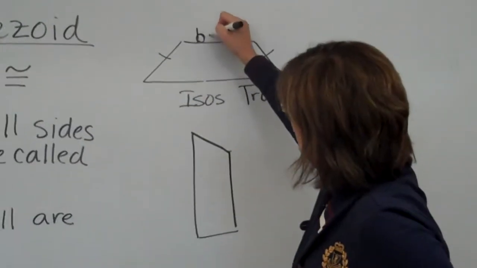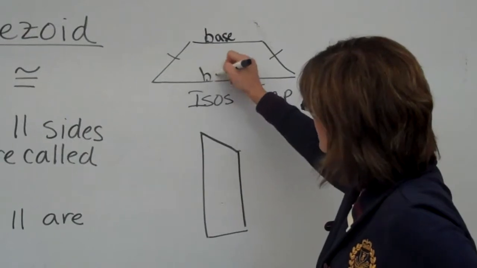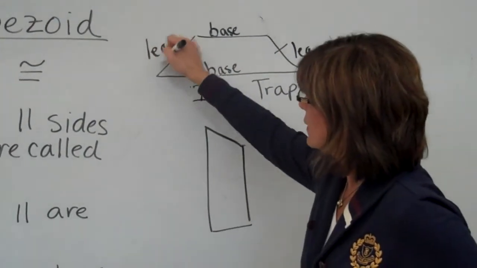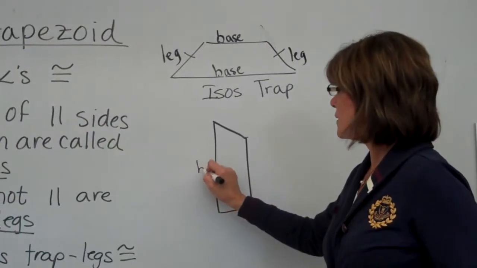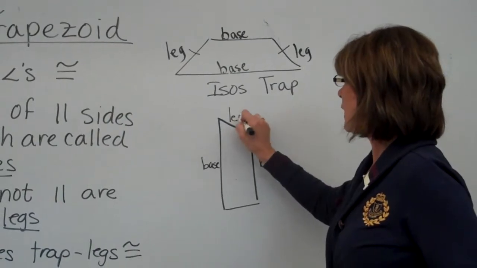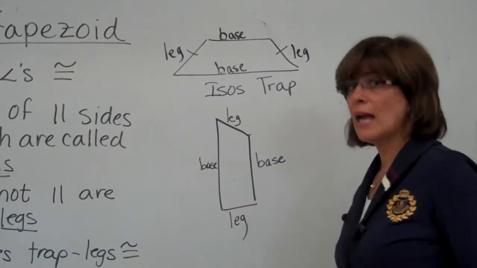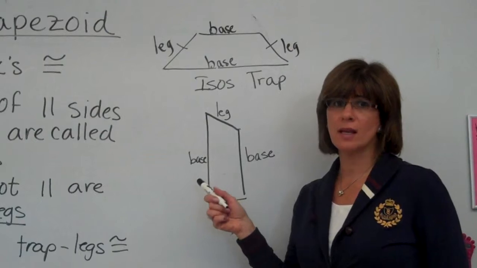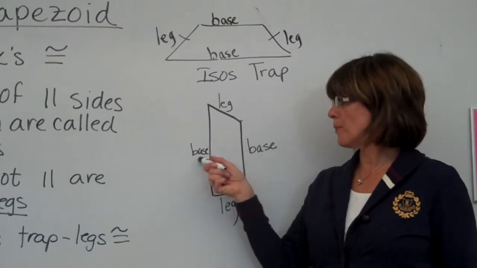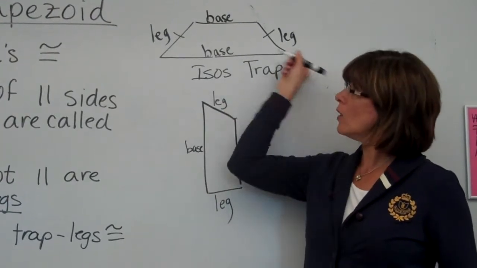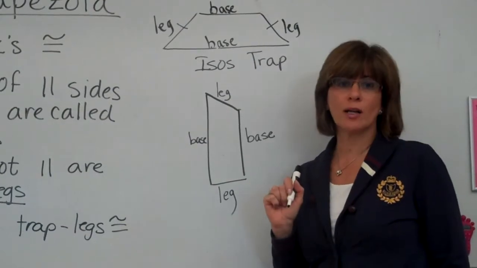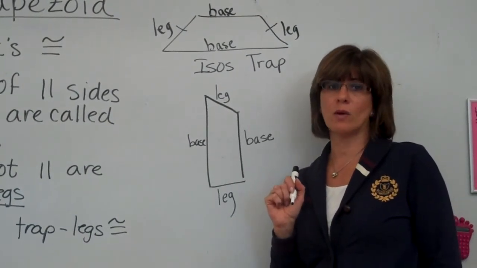So in this one, this is the base, this is the base, this is a leg, and this is a leg. In this one, this is your base, this is your base, this is a leg, and this is a leg. How do I know these are the bases? Well, I know they're the bases because they are the two parallel sides. The parallel sides, if they're sitting this way or this way, are the bases. Okay, next time we're going to talk about perimeter and area of all of these quadrilaterals.